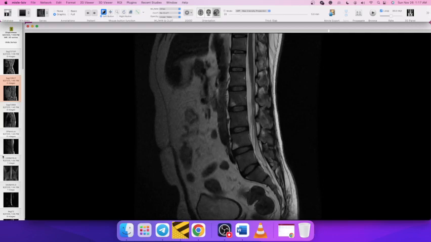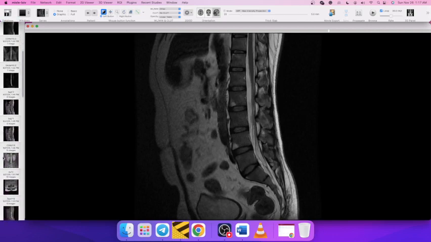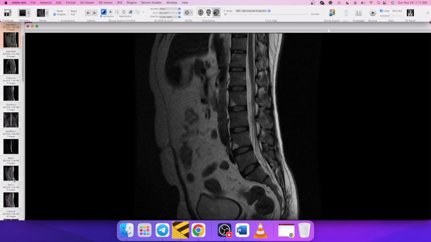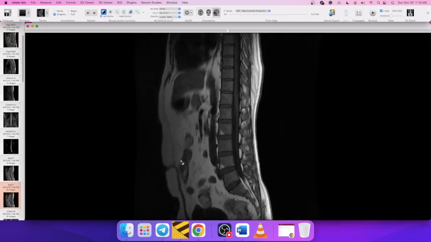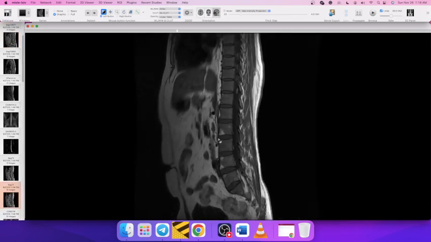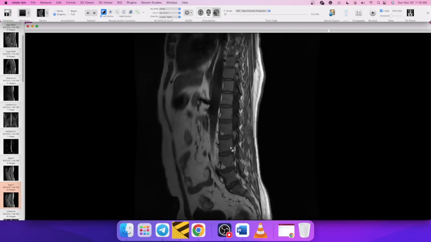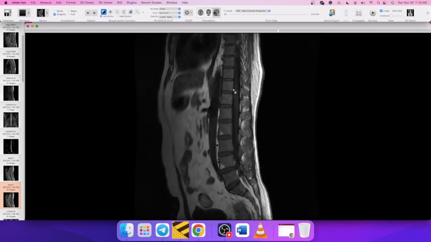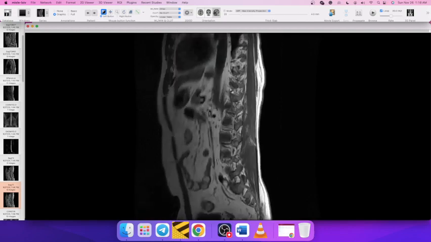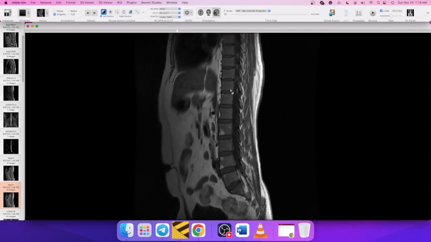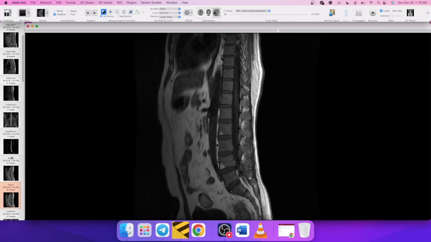And now what we're going to do is see the T1 weighted images, and we can see that these are again hyperintense, so likely of fatty origin. And then in T1 weighted images, we look for any marrow signal abnormalities. We see that the rest of the marrow signal looks fine.